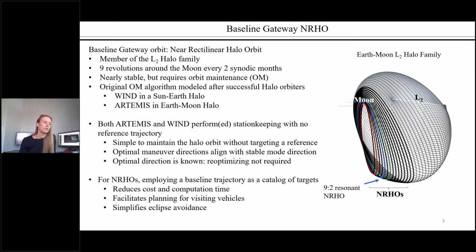But what we find is that for NRHOs, employing a baseline trajectory to use as a catalog of targets is useful for 3 reasons. It reduces cost and computation time, it facilitates planning for visiting vehicles, and it simplifies our eclipse avoidance processes.